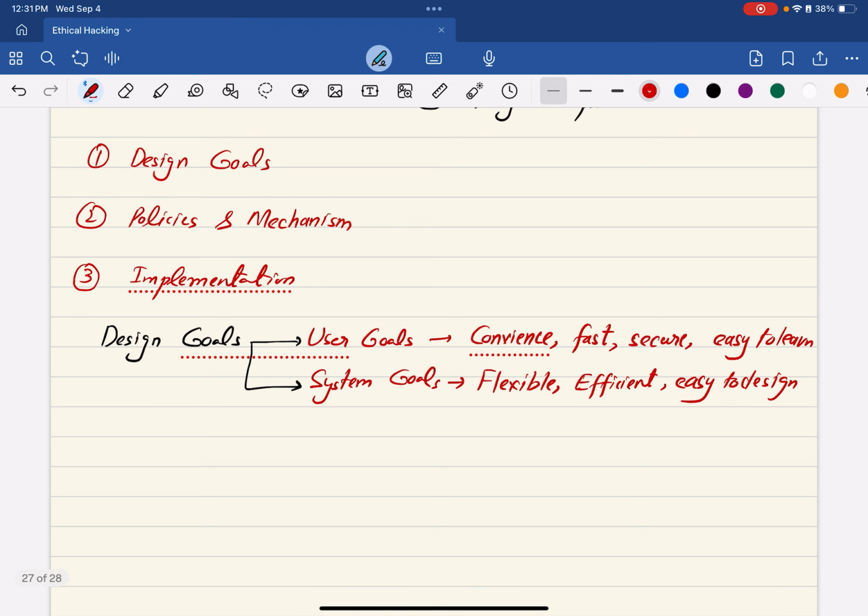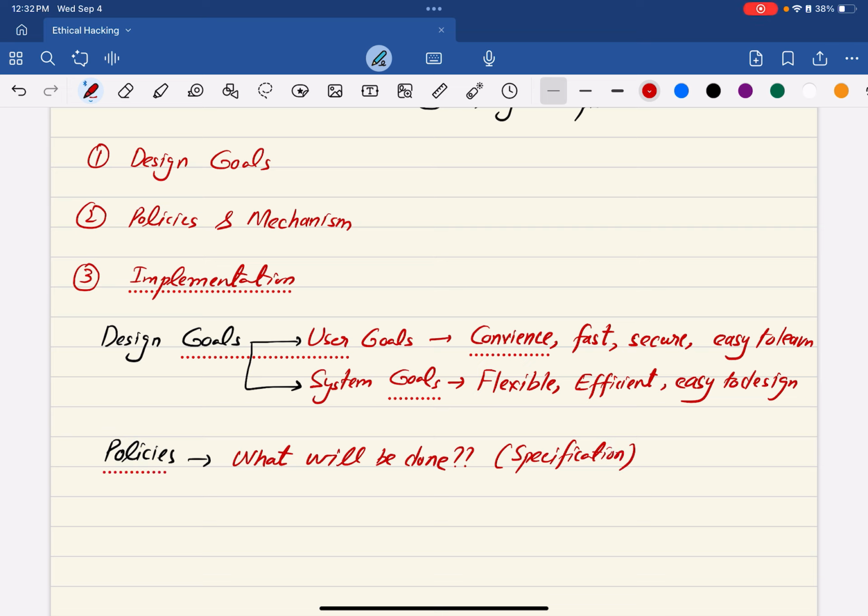Once the goals are clear, the second step is called policies and mechanism. So firstly, let's look at the policies. Policies are basically what we need to do, like what will be done in order to achieve the goal. So here we're going to have a specification clear. It will basically provide a specification, like what sort of modules we need. Then the blueprint of operating system is basically the mechanism. So mechanism is called blueprint, or you can say mathematical modeling.